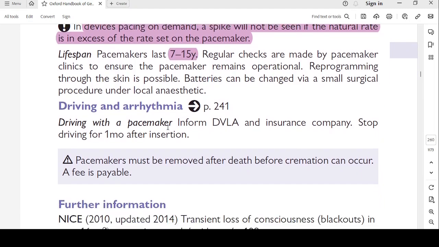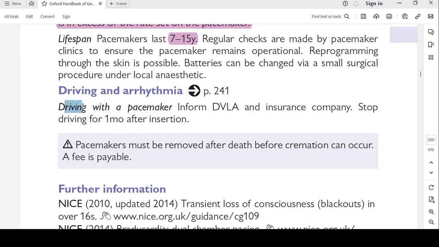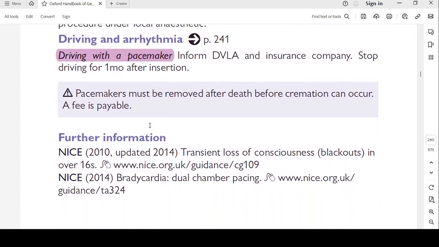Driving and arrhythmias. Driving with a pacemaker: inform the DVLA and insurance company. Stop driving for 1 month after insertion. Pacemakers must be removed after death before cremation can occur. A fee is payable.